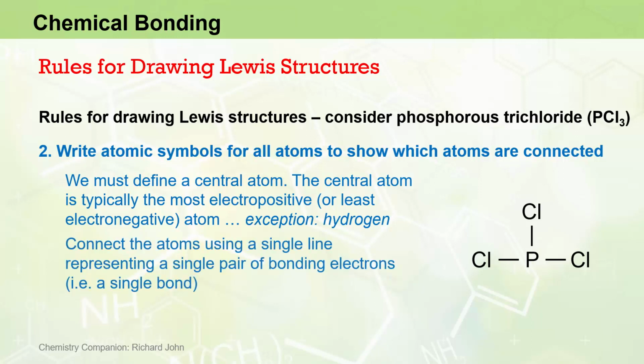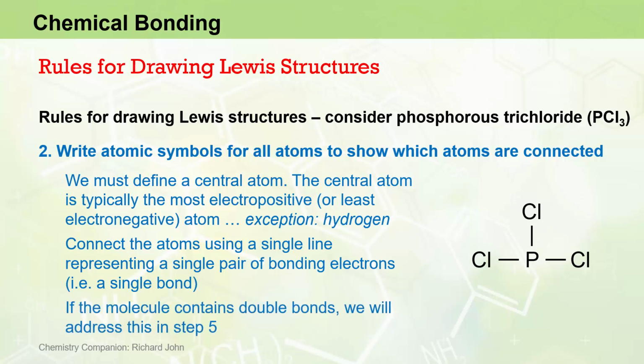We connect the atoms using a single line representing a single pair of bonding electrons, or in other words, representing a single bond. If the molecule contains double bonds, we will address this in step 5. So over on the right-hand side, we've placed phosphorus, the most electropositive element, as the central atom, joined to each of the peripheral chlorine atoms by a straight line representing, at this stage, a single covalent bond.